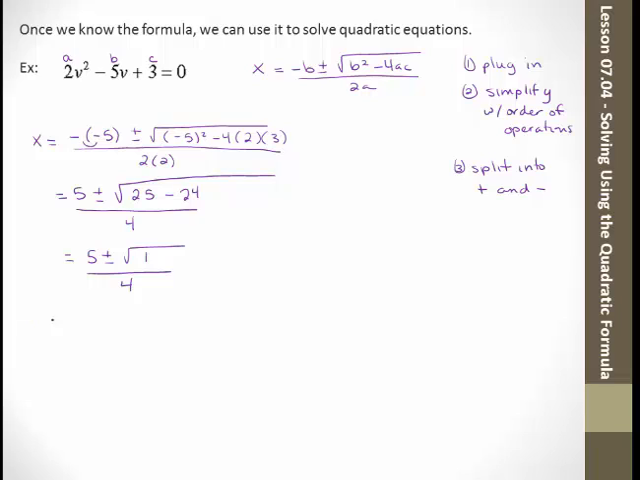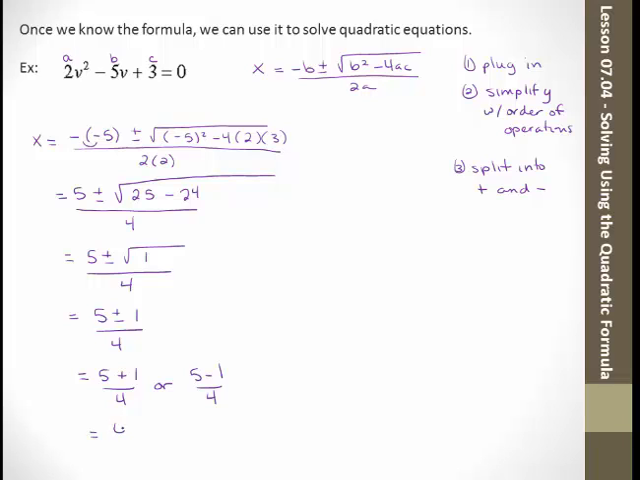We split it into a plus or minus. I have 5, well, sorry, I should take the square root first. 5 plus or minus 1 over 4. The square root of 1 is 1. Now we split. I have 5 plus 1 over 4, and I have 5 minus 1 over 4.